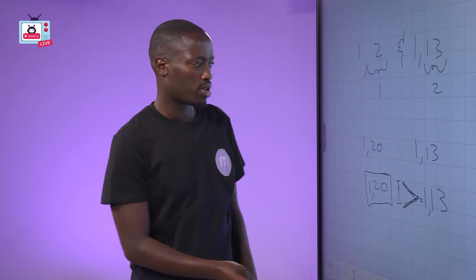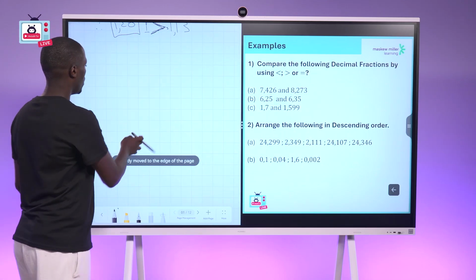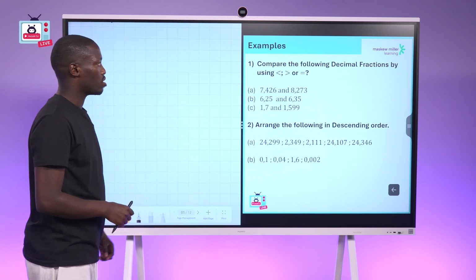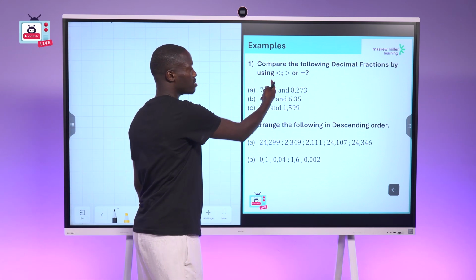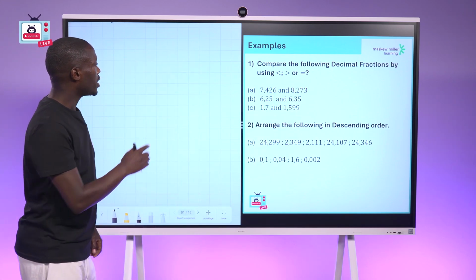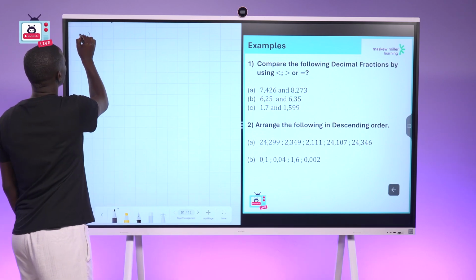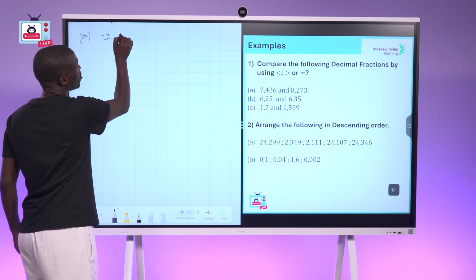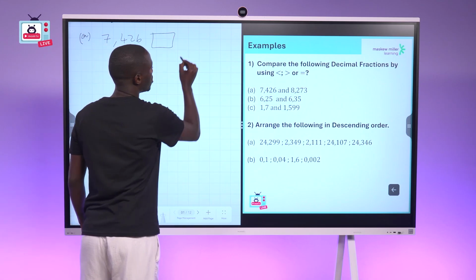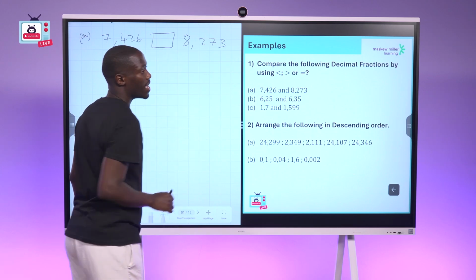Let's see if we have some examples for you. Here are examples for you. It says compare the following decimal fractions by writing either the less than, the greater than, or the equals sign. Here, we have 7,426 against 8,273. And that is how you read it.